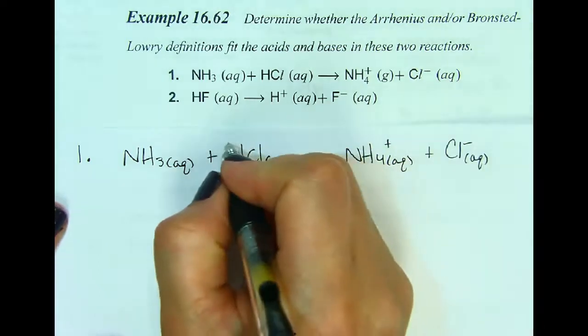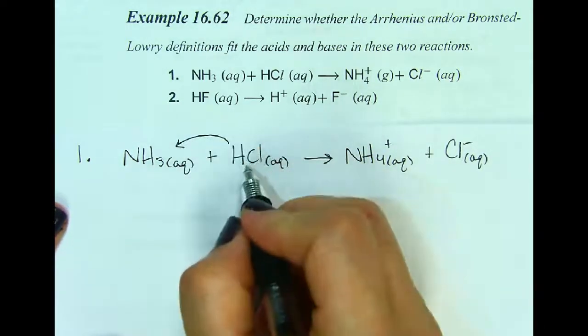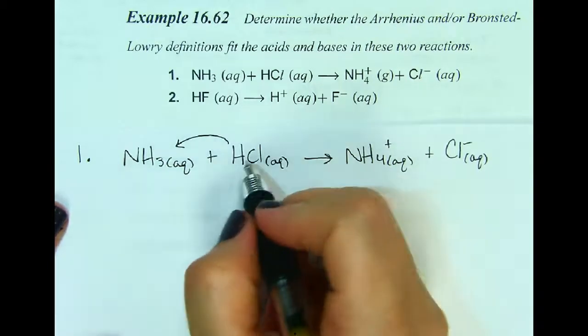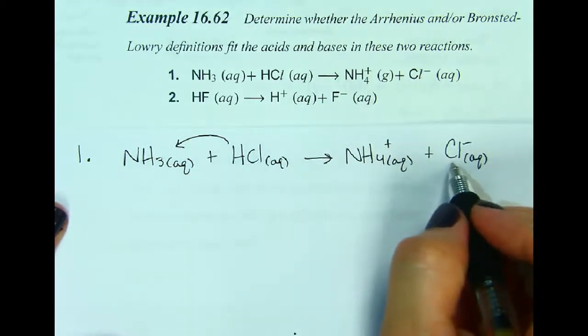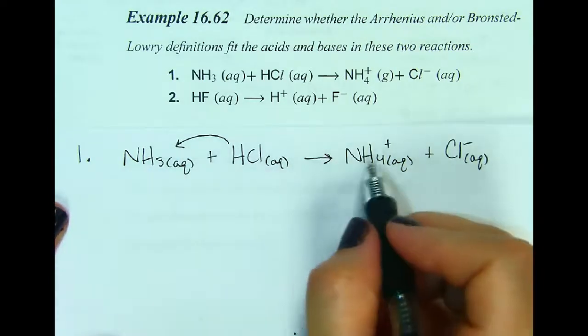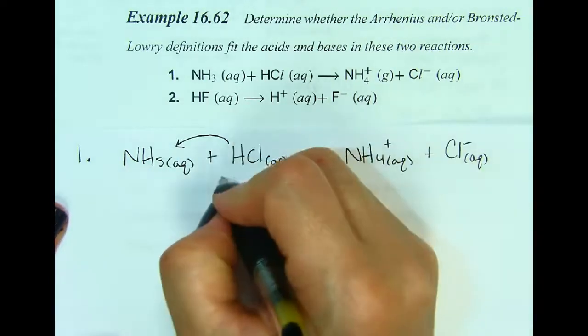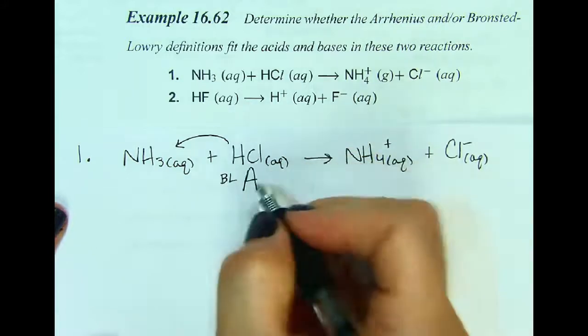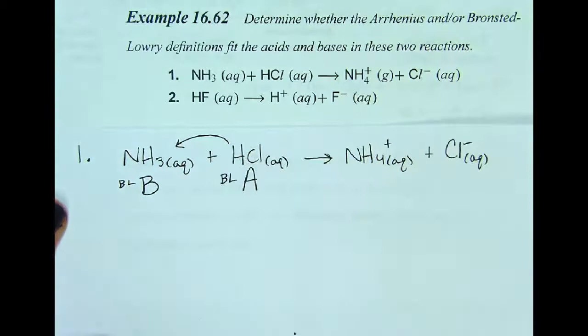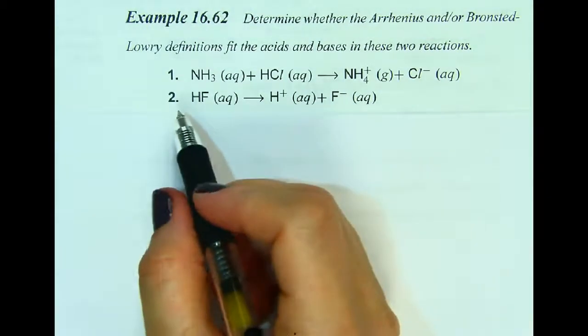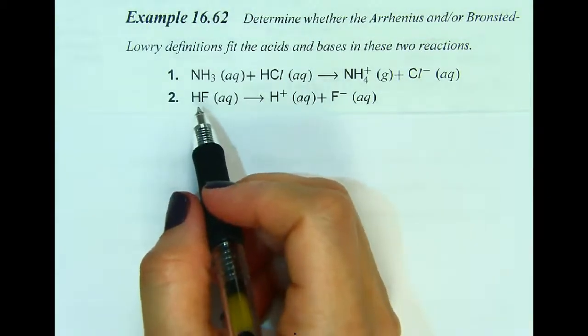However, there is a proton transfer from HCl to NH3, where this is going to donate a hydrogen, and after it donates, it becomes Cl-, and after this accepts a hydrogen, it becomes ammonium. And so this is a Bronsted-Lowry acid because it's a proton donor, and this is a Bronsted-Lowry base because it's a proton acceptor. Number 2 is a little bit more complex. We need a little bit more information.